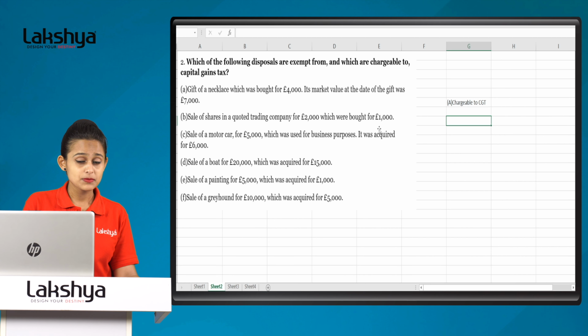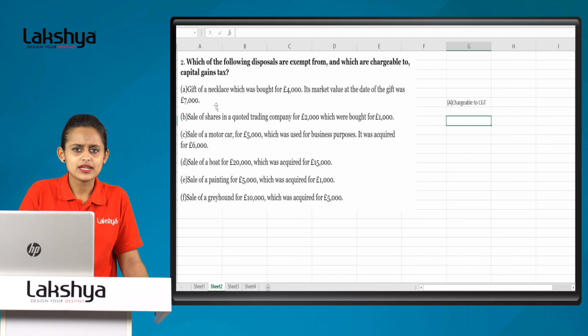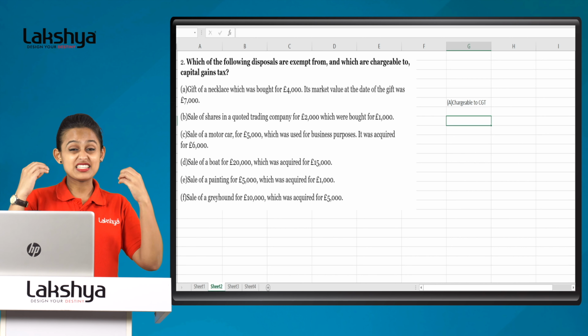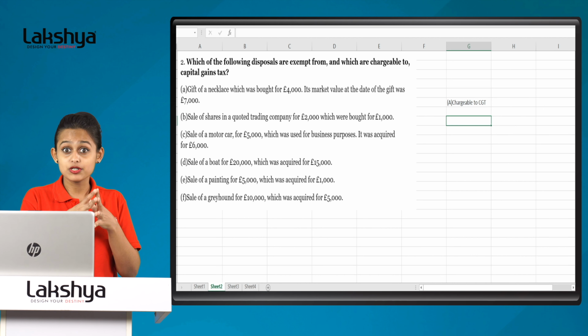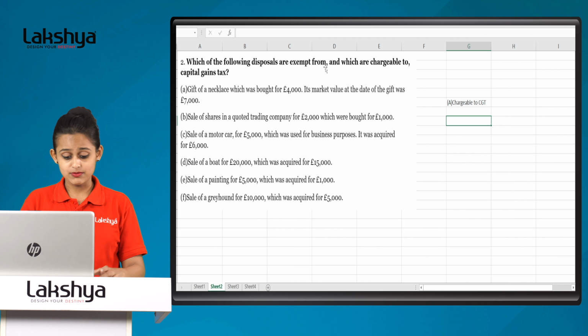Then next one, sale of shares in a quoted trading company for 2,000, which were bought for 1,000. So it is shares. Shares are definitely chargeable to CGT. Now you might be wondering, can we apply the chattel rules here? Are shares a chattel? It is not a chattel. If it is not a chattel, you cannot apply any of the rules. Is it wasting or non-wasting? That is irrelevant. Is it exempt? It is not exempt, because in the previous chapter we studied shares, and you know very well that shares are not exempt except for certain categories. This is not in that category. So I'm going to write chargeable to CGT.